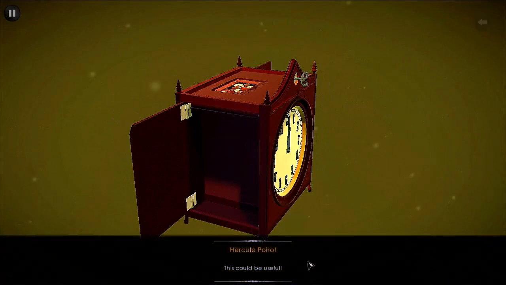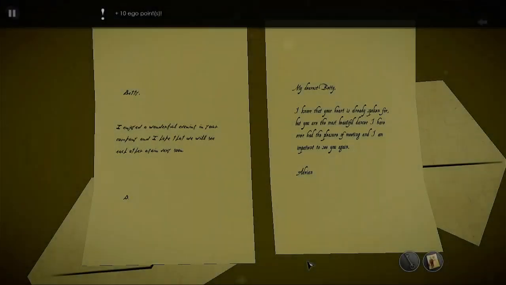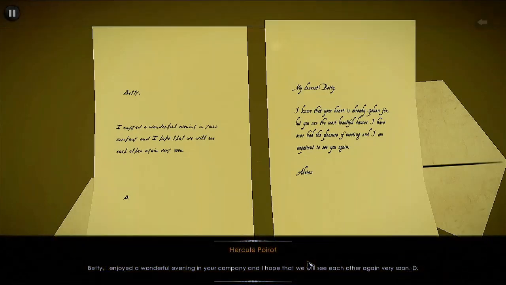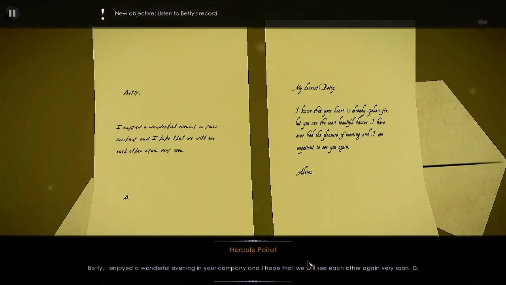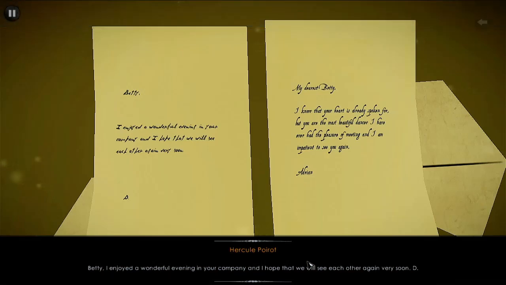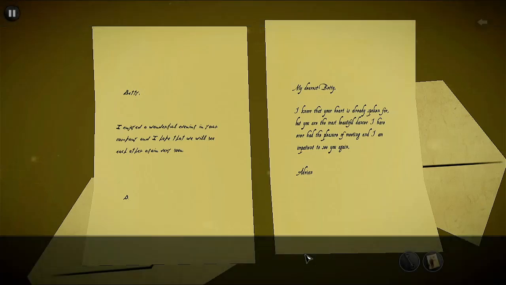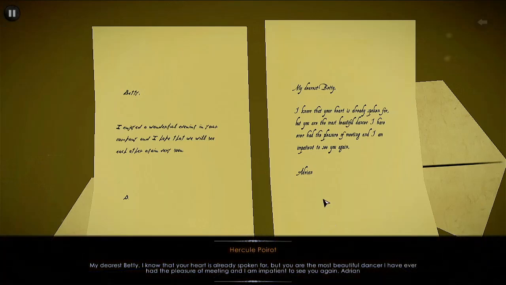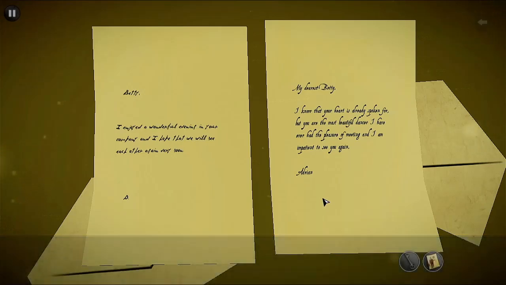Betty, I enjoyed a wonderful evening in your company, and I hope that we will see each other again very soon. D. My dearest Betty, I know that your art is already spoken for, but you are the most beautiful dancer I have ever had the pleasure of meeting, and I am impatient to see you again. Adrian.